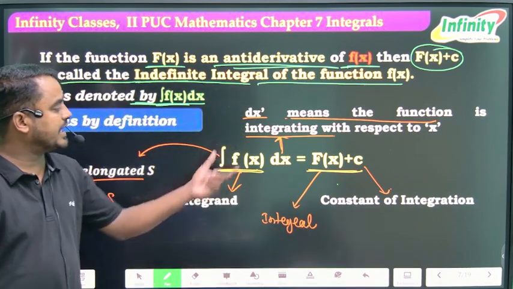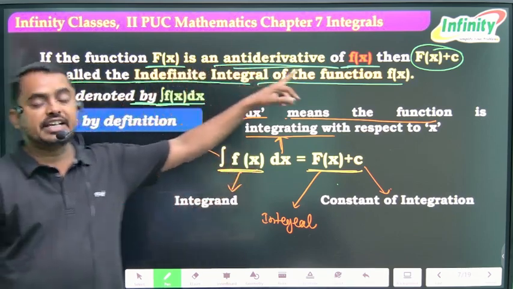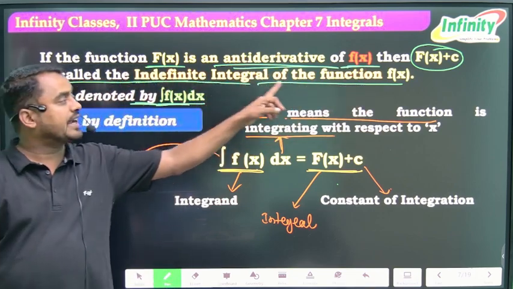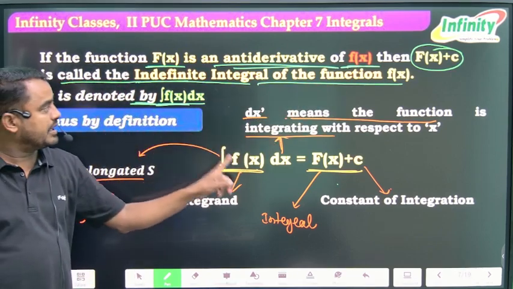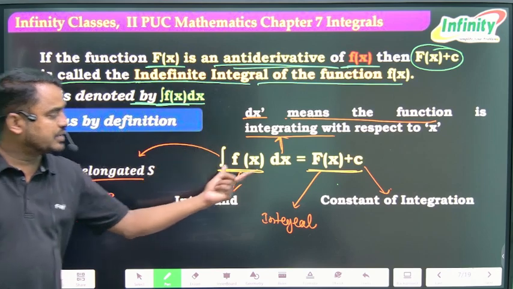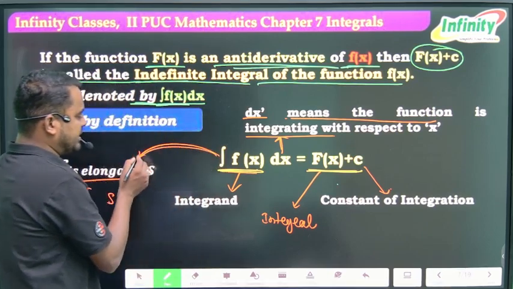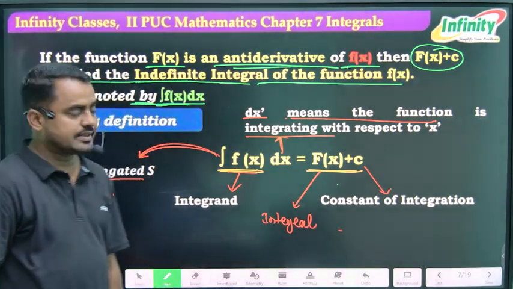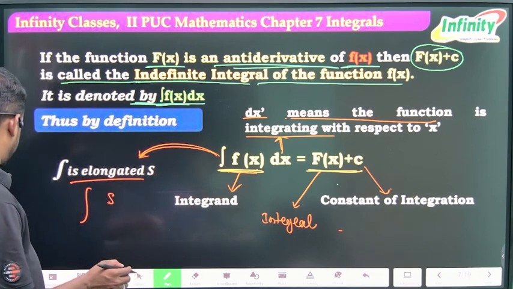Listen here, by the definition, if F of x is an antiderivative of f of x, then F of x plus c is called the indefinite integral of the function f of x, and it is denoted by integration of f of x dx. This is the symbol of integration, the elongated s.